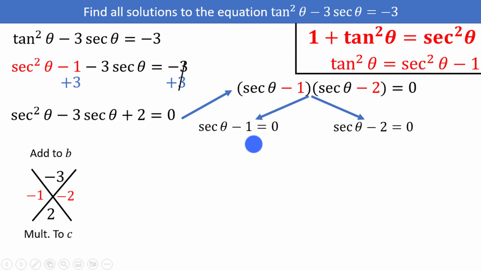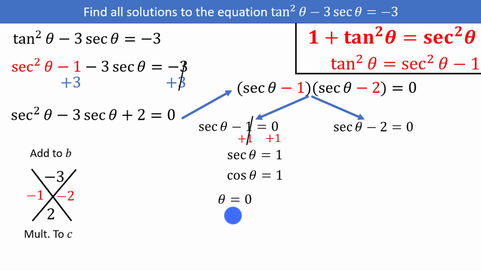Solving the left-hand equation, we can add 1 to both sides. We will get that secant of theta is equal to 1. We know that cosine is the reciprocal of secant. The reciprocal of 1 is just 1, so that means that cosine is also equal to 1. Cosine is equal to 1 only one time on one revolution of the circle, which is at theta equals 0. But we need to find all solutions, so any angle that is coterminal with 0 will also be a solution.